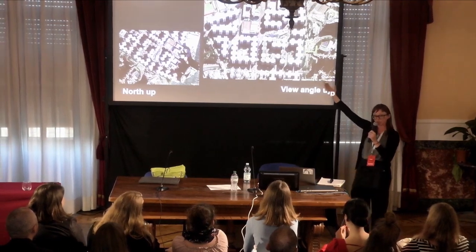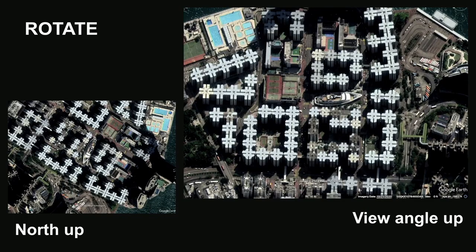So if you rotate the image, and there is a dial on Google Earth, so the buildings are standing, you can actually see that there is a ship in the middle of the buildings. This is Hong Kong. I don't know if anyone's ever been there and been on this ship, but I found it one day and I thought it was very interesting.